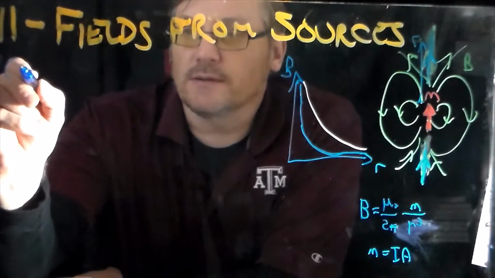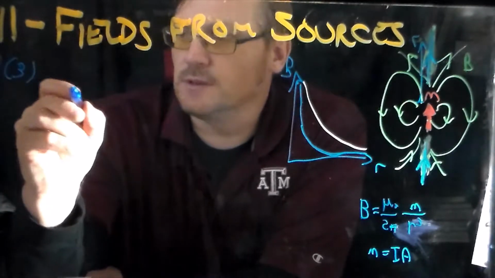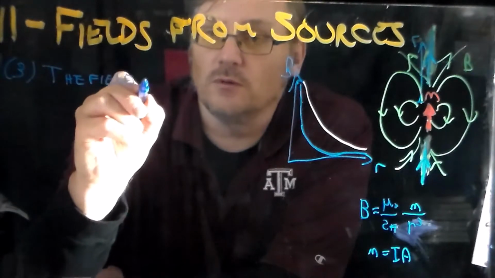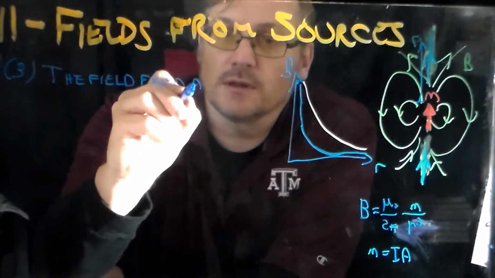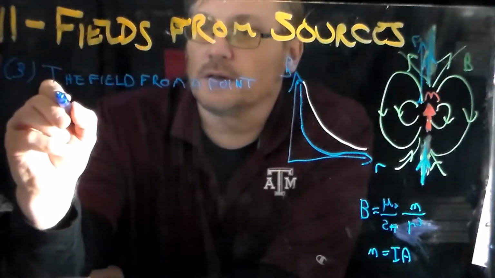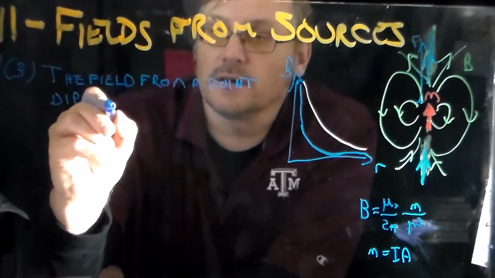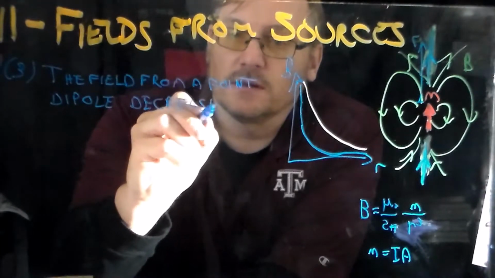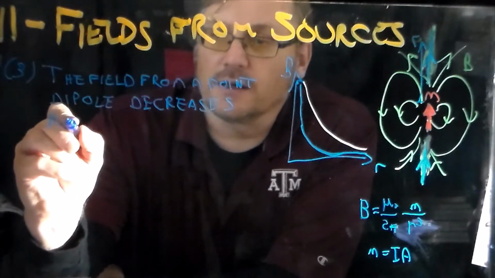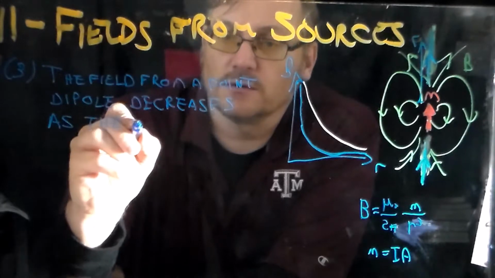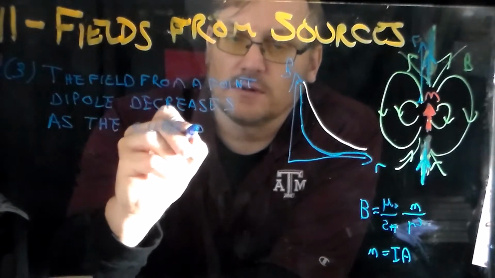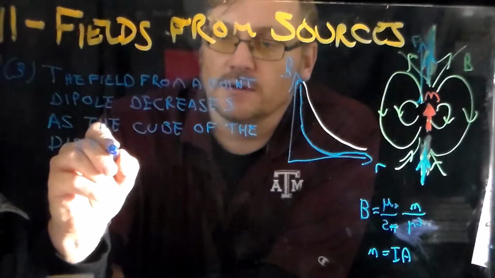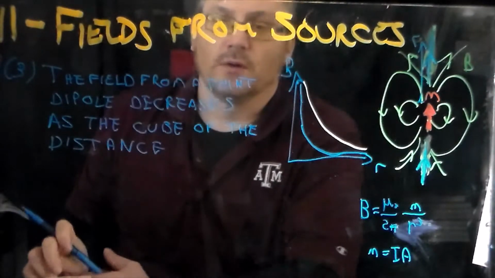But right now we just want to say that the field from what we call a point dipole or a physical dipole decreases as the cube of the distance from the dipole. Okay.